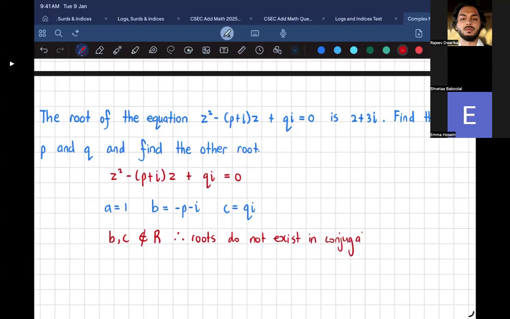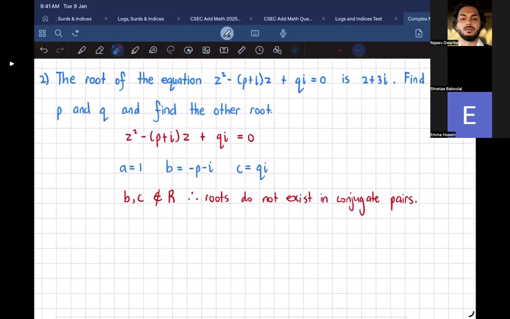So this is how Emma got the question wrong. Yeah, well, I got it wrong at all. If A, B, and C are not real numbers, then the roots would not be conjugate pairs, right? Just keep that in mind. Mm-hmm. Okay.